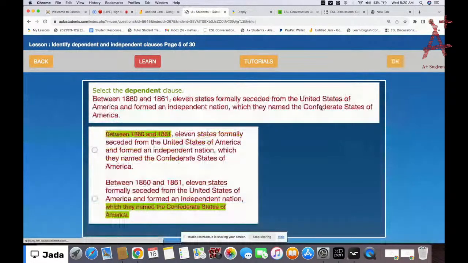Now we have this one. Okay, so, between 1860 and 1861, 11 states formally seceded from the United States of America and formed an independent nation, which they named the Confederate States of America. So, now is it between or which? Is between a subordinating conjunction?